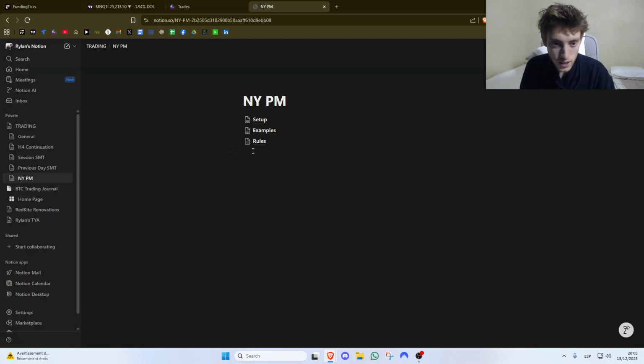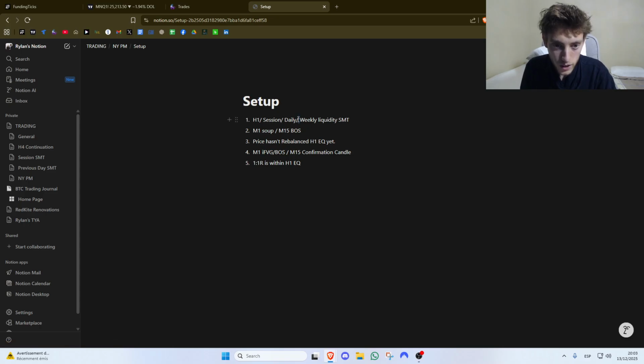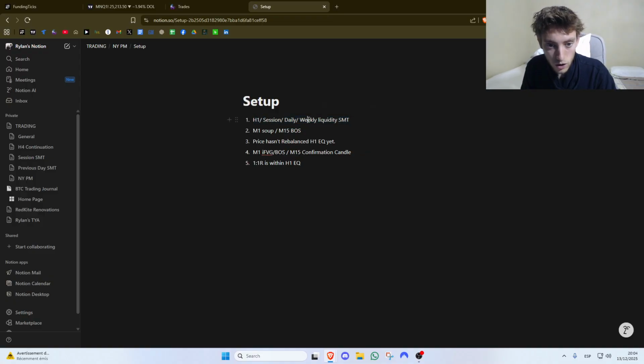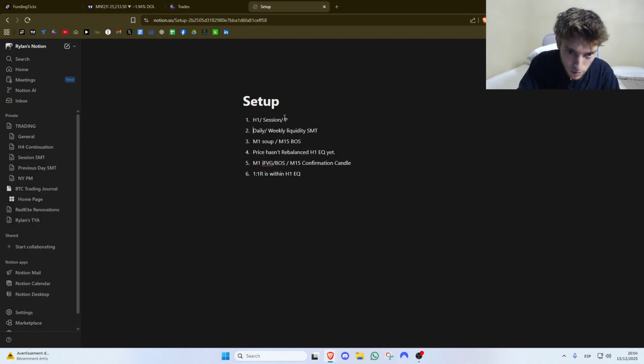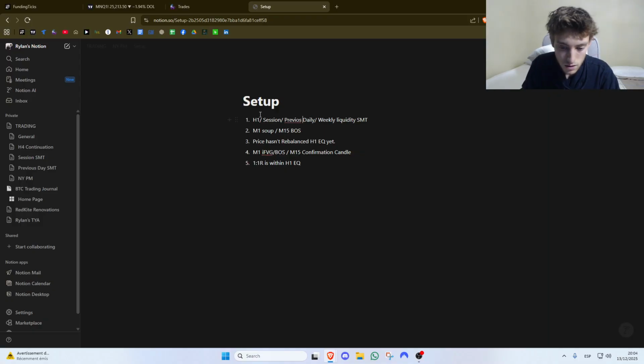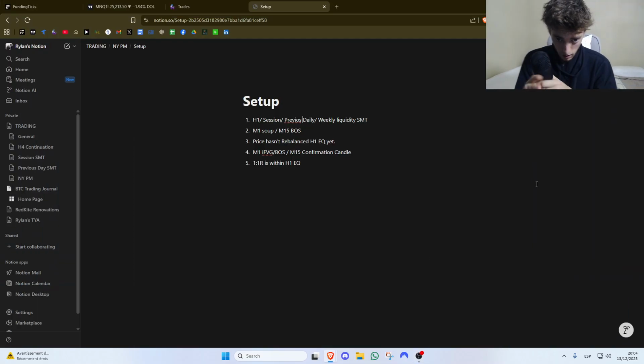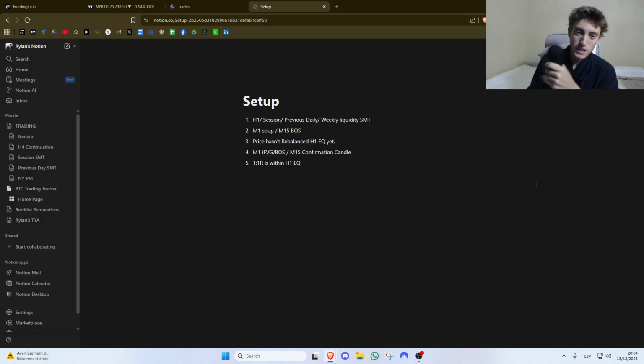I'm gonna do the setup so you know what it is before we go into it. So: H1 swing session high or low, daily high or low, or previous daily. I should actually add the previous daily. I spelled previous wrong. Previous daily high or low. It should be previous weekly as well.